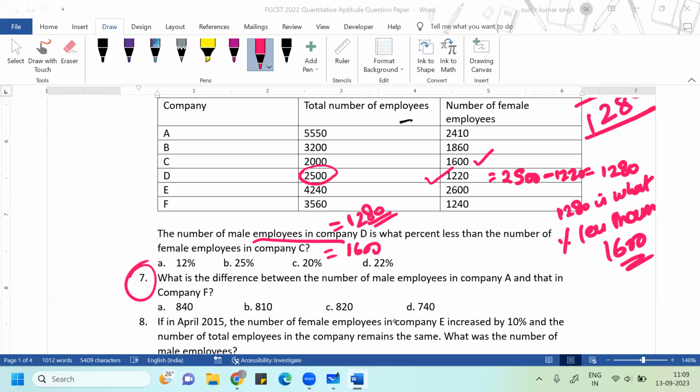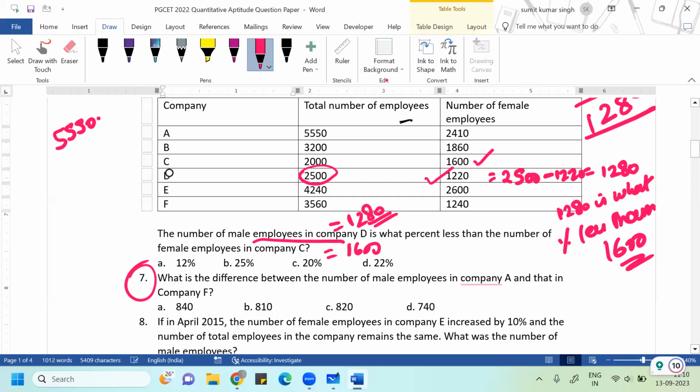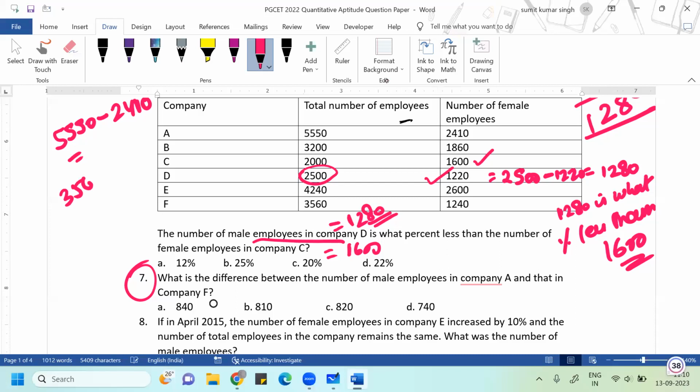Answer is 820. Correct, right, everyone? Just find the difference. 5550 minus 2410. Find the difference. That is the male employee in company A. Similarly, do it for company F. 3560 minus 1240. Find the difference. So you got the male employee in company A, and you got the male employee in company F. Do the difference. You got that.